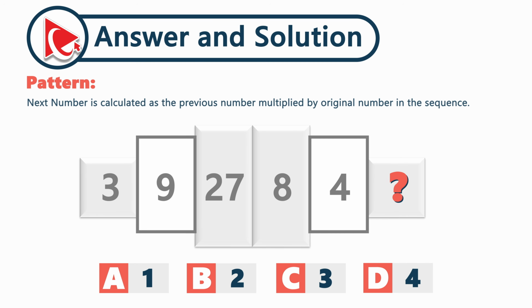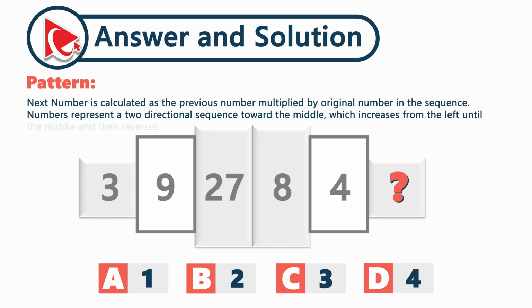In fact, next number is calculated as the previous number multiplied by original number in the sequence. For example, 3 multiplied by 3 equals 9. In fact, numbers represent 2-directional sequence toward the middle, which increases from left until the middle, and then reverses.